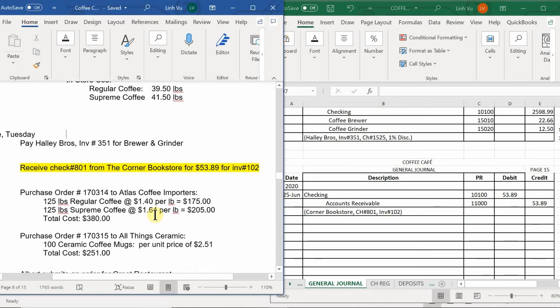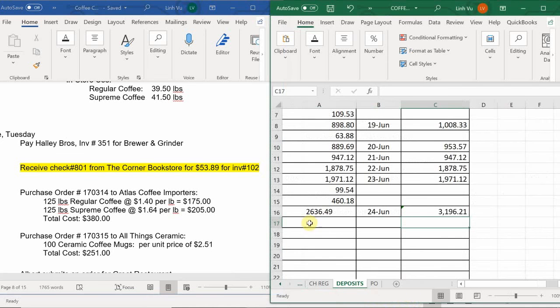The next thing that I would do, just so I don't forget, is to go into our deposits and put the check in there. Okay, for $53.89.